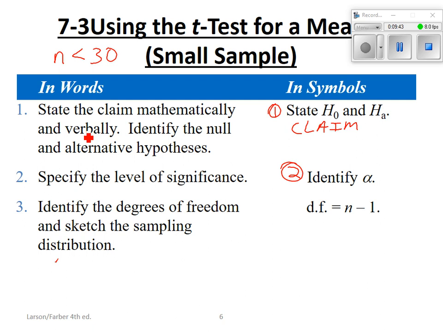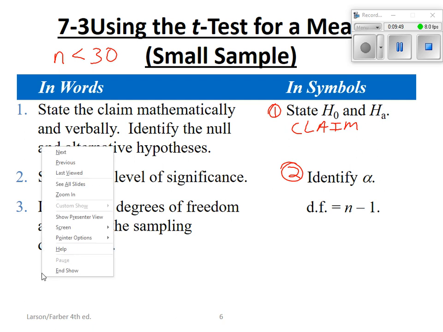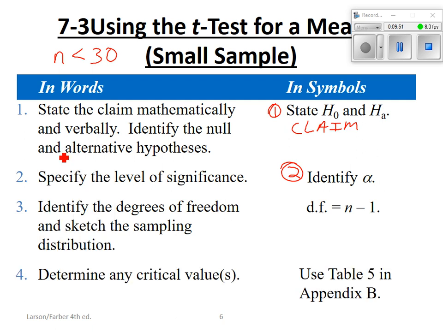This time you have to find the DF. Remember, DF is just n minus 1 degrees of freedom. And then you're using the table. This time, instead of using the Z chart, instead of using that little chart on the front, now we're using the T chart.